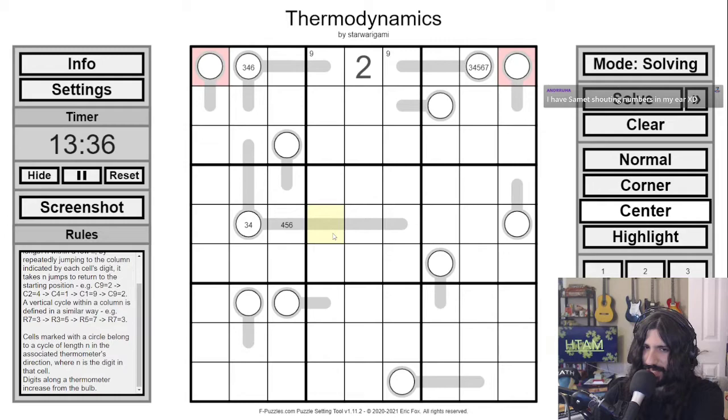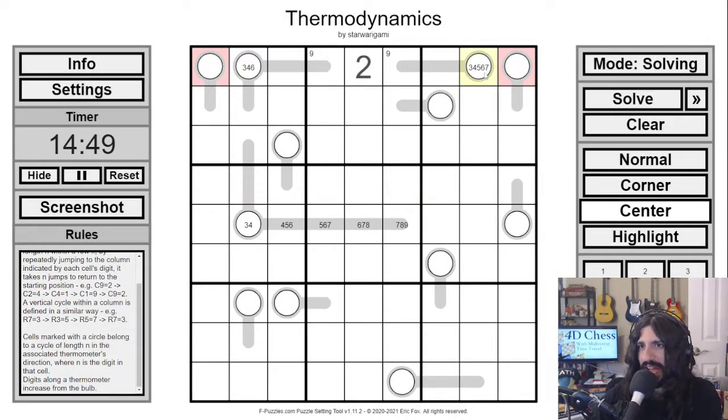Accordingly, this has to be 3, 4, 5. This has to be at least 5, and smaller than... so it's 5, 6, 7. Right? And this is then 6, 7, 8. And this is 7, 8, 9. I hope I've done this properly.